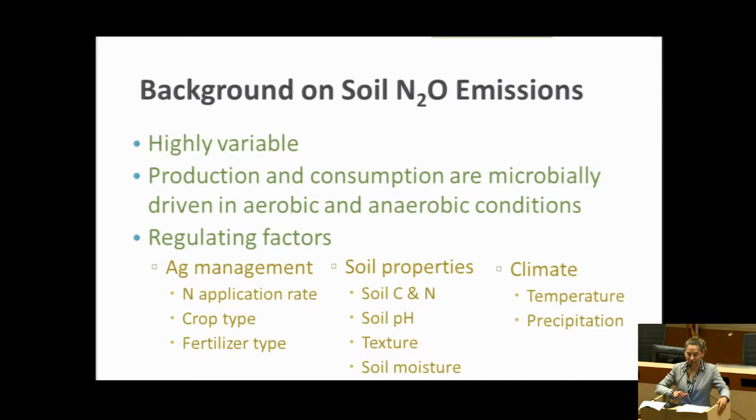The regulating factors that affect N2O emissions include agricultural practices, which are really linked to the availability of nitrogen, soil conditions, so the availability of carbon and nitrogen that feed the microbes that make the nitrous oxide, and then soil texture and soil moisture are going to affect the amount of oxygen in the soil, which provides the right or wrong environment for nitrous oxide to be produced. And then also climate, because microbial processes are driven by higher temperatures, and precipitation, which is obviously going to affect soil moisture.